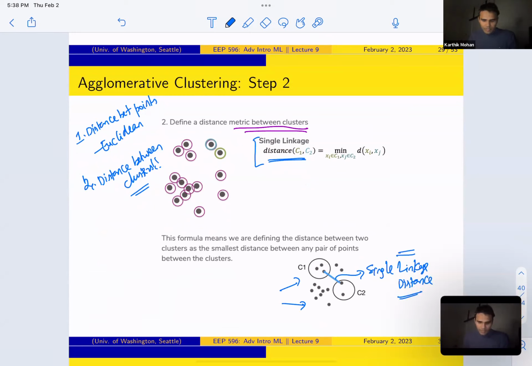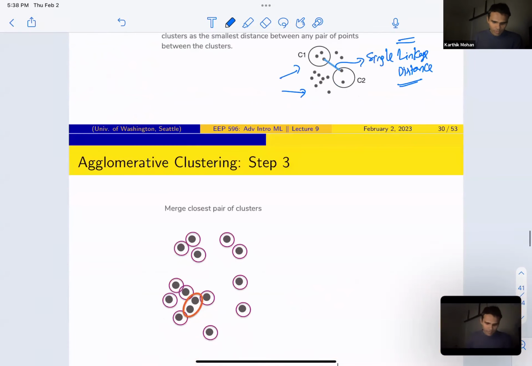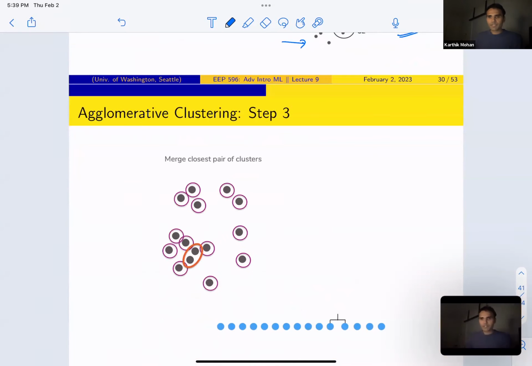Why? Because if you see the distance between 2 points that are actually closest to each other between C1 and C2, that's why this is the single linkage distance between two clusters. So you have to define a distance between two clusters. Once we have the distance, you can start merging.